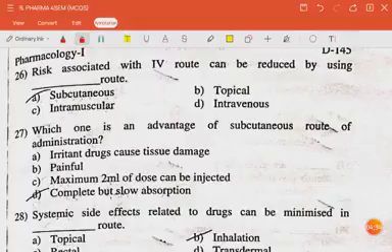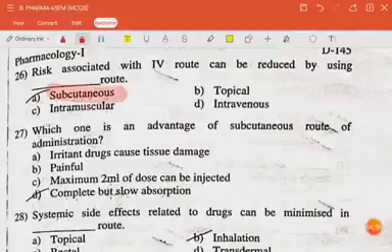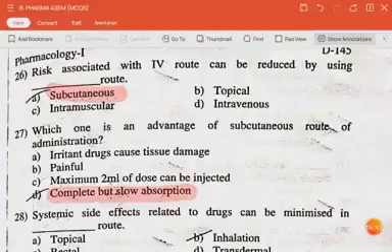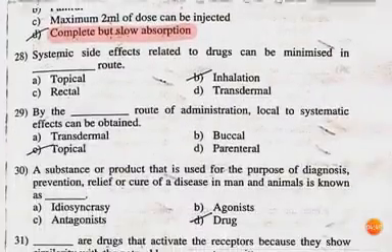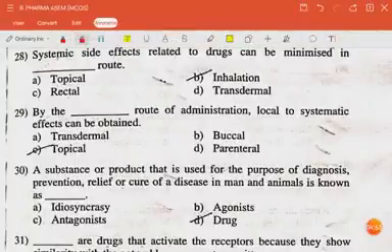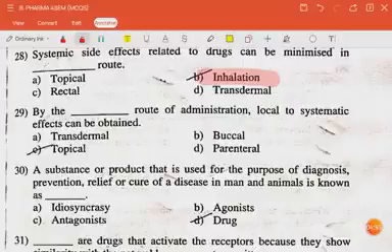Risk associated with IV route can be reduced by using subcutaneous route. The next question is, which one is an advantage of subcutaneous route of administration? It is complete but slow absorption. The next question is, systemic side effects related to drug can be minimized in dash route? The answer is inhalation. The next question is, by the dash route of administration, local to systemic effects can be obtained. The answer is topical.